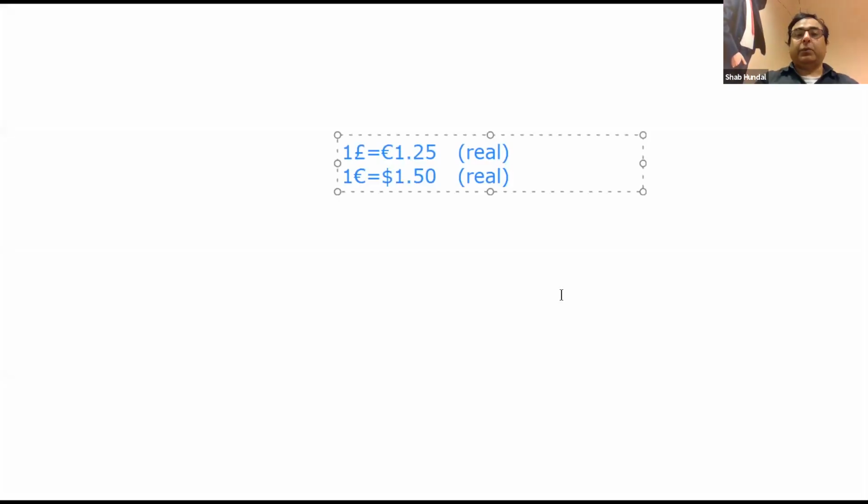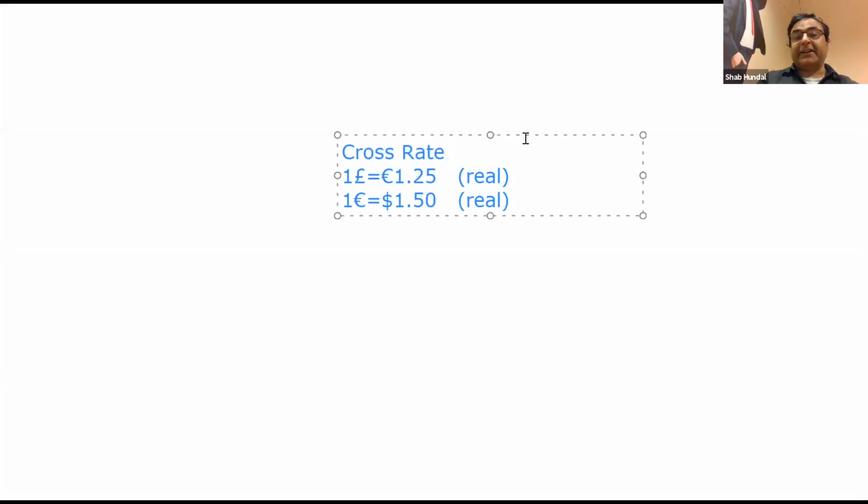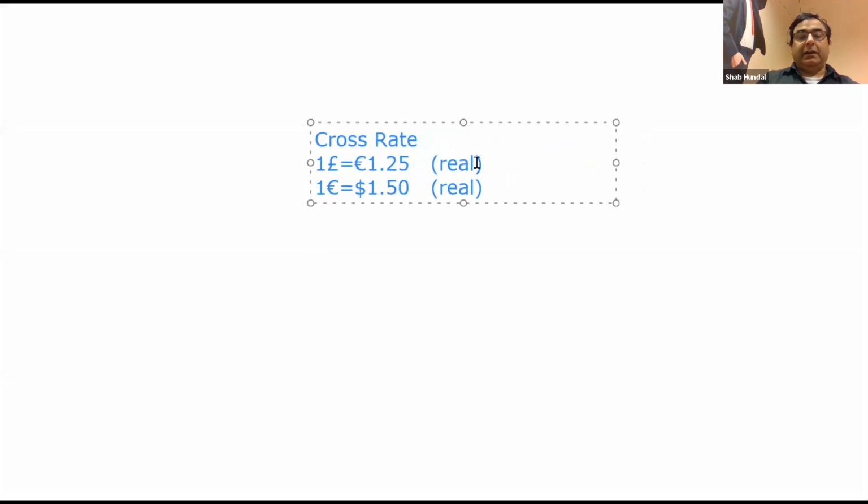We met last week and we had some discussion about the cross rate, which is a very important component when you are studying the mechanism of exchange rates. I want to revise it very quickly so that you can see how the working mechanism of cross rates works once again. And here you can see that I have some hypothetical example.